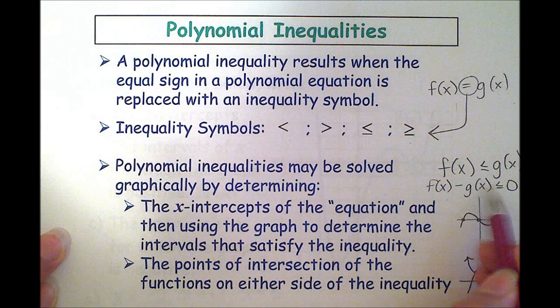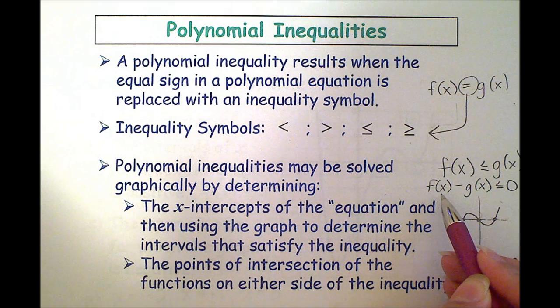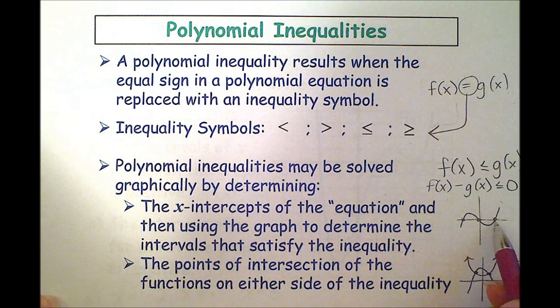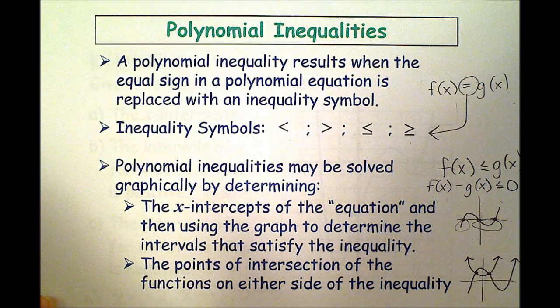And so what I could do is simplify the left-hand side here, use the left-hand side to graph, and then using the graph, just figure out the intervals where the function would be less than or equal to 0. So I'd be looking at this interval and this interval here. So that's one way to solve an inequality graphically.